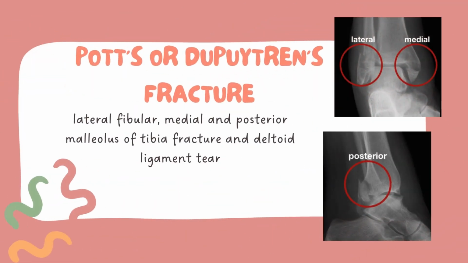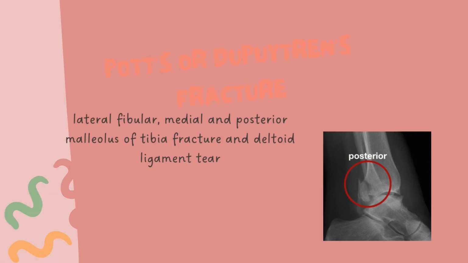Let's cover the Pott's fractures. This type of fracture involves the lateral fibula, the medial and the posterior malleolus of the tibia, and often includes a tear of the deltoid ligament. This results from severe ankle injuries, such as those caused by high-impact trauma.